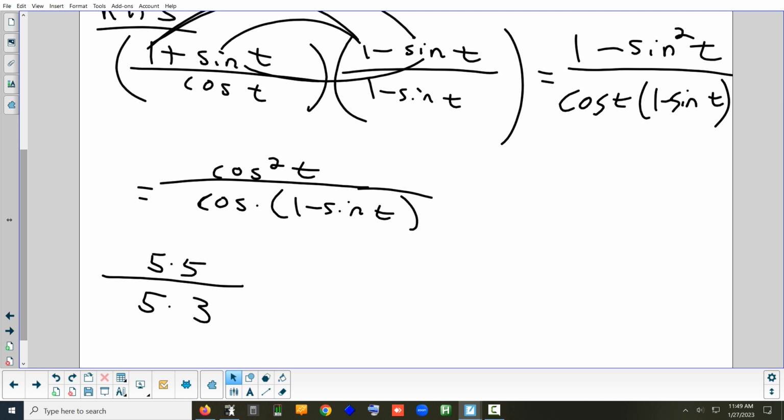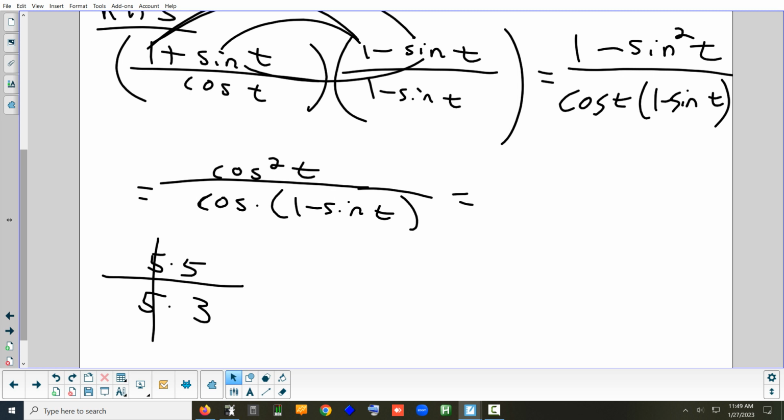What cancels out here in the 5 times 5 over 5 times 3? The 5s. You had 2 copies of 5 in the top, you had one copy of 5 in the bottom, so you can cancel one copy of 5 from the top and the bottom.